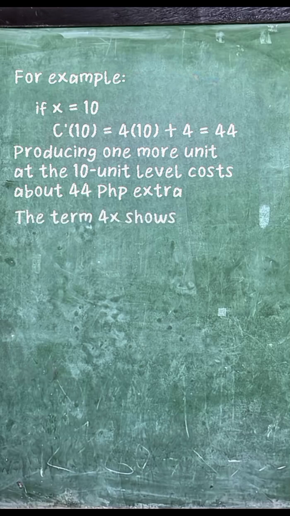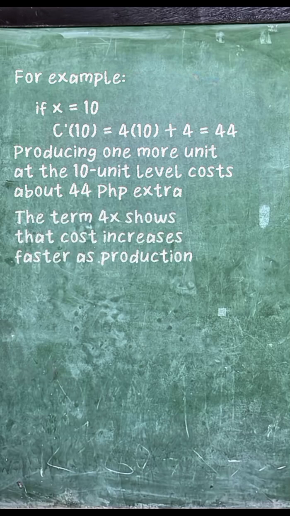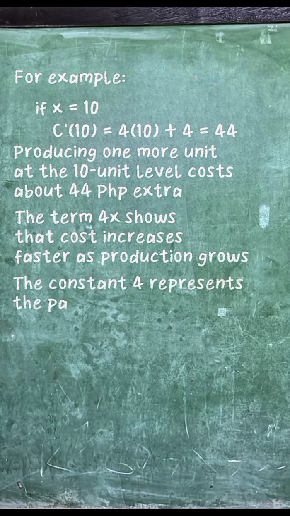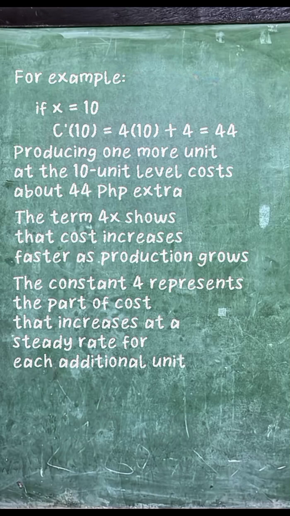The term 4x shows that the cost rises faster as production increases, while the constant 4 represents the part of the cost that grows at a steady rate for every extra unit produced. And that's how calculus is applied in business.